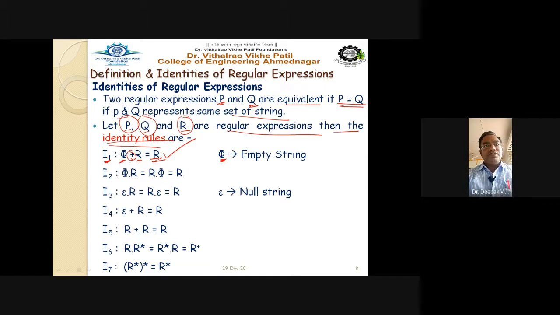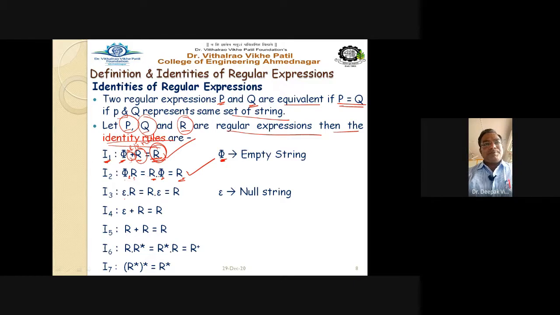So the empty string with the or operator, that is your union operator, with the regular expression always gives you the regular expression. This is the rule. You have to remember this. Phi dot R equals R dot phi, and that is equal to R. Again, empty string multiplied by regular expression is equal to regular expression multiplied by empty string, which is equal to R. This is the third identity of regular expressions.